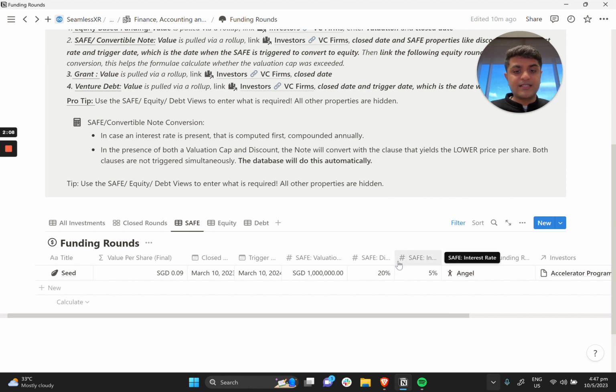One thing to note is you might not have, as I mentioned, all of these values. So for example, you could have only a discount. You could not have any interest rate, or you could have a valuation cap and an interest rate. So if you don't have one of these rounds, just feel free to enter a 0, and the formulas will do the calculation for you.